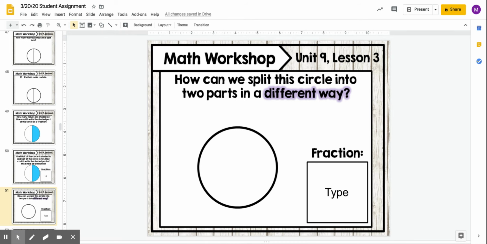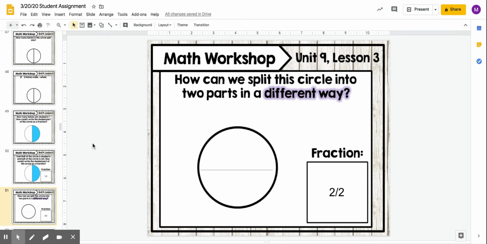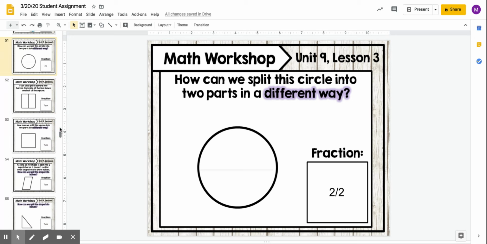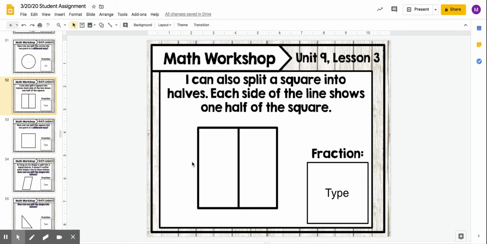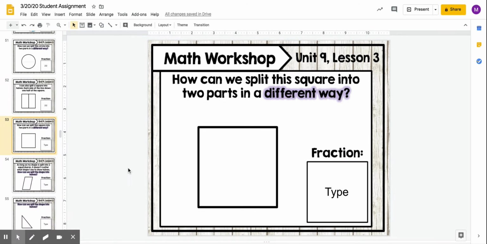I could do it like this. Oops. I could do it like this and have my circle split into two parts on top and bottom. Now my fraction would be 2 parts out of 2 parts because I don't have either one shaded right now. I'm talking about both parts. So I can also split a square into halves. Each side of the line shows 1/2 of the square. So I have 2 parts not shaded in and 2 parts all together.